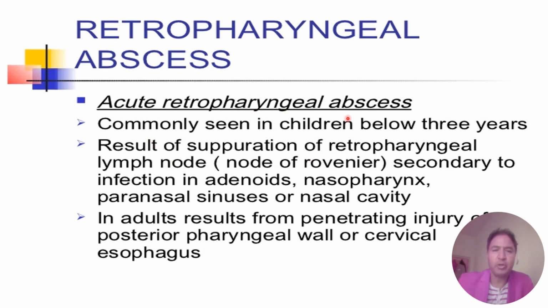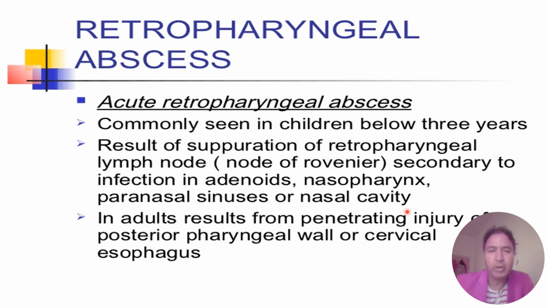Now we have to discuss acute retropharyngeal abscess, commonly seen in children below 3 years of age. It results from suppuration of the retropharyngeal lymph node of Rouviere, secondary to infection in the adenoids, nasopharynx, paranasal sinuses, or nasal cavity.